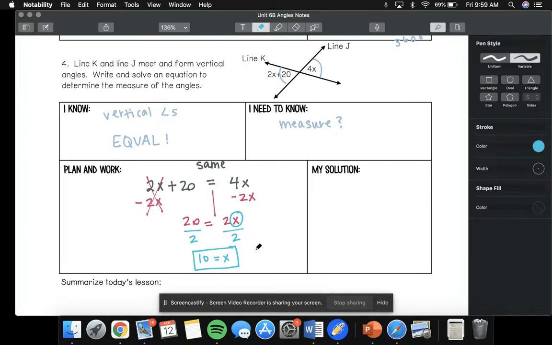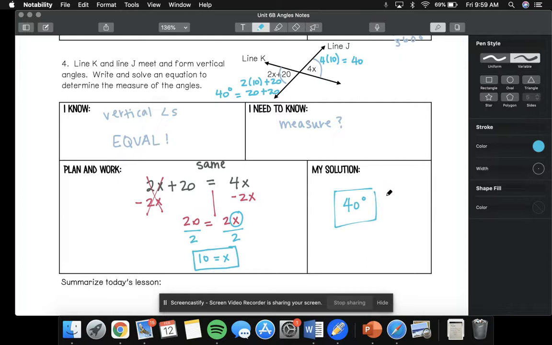Now just to make sure that this makes sense, let's plug in our answer into here because these should get us the same thing. So if we think that x is 10, if we have 4 x's, that means that would be 4 10s, which would be equal to 40. Okay? If we are right, we should also get 40 over here. So we're going to check. So 2x plus 20, that means we would have 2 10s plus 20. 2 10s would make 20, and 20 plus 20 is 40. So it looks like both of these are 40 degrees.